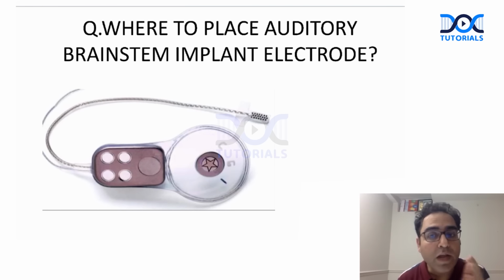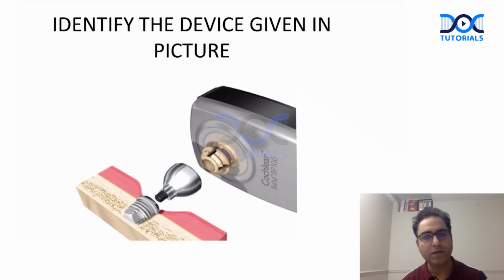Repeat with me. What is the location of cochlear implant electrode? Cochlear implant, scala tympani of the cochlea. What is the location of ABI electrode? The answer is lateral recess of fourth ventricle. Okay. Now, next device, the third device. This is a very popular device nowadays.